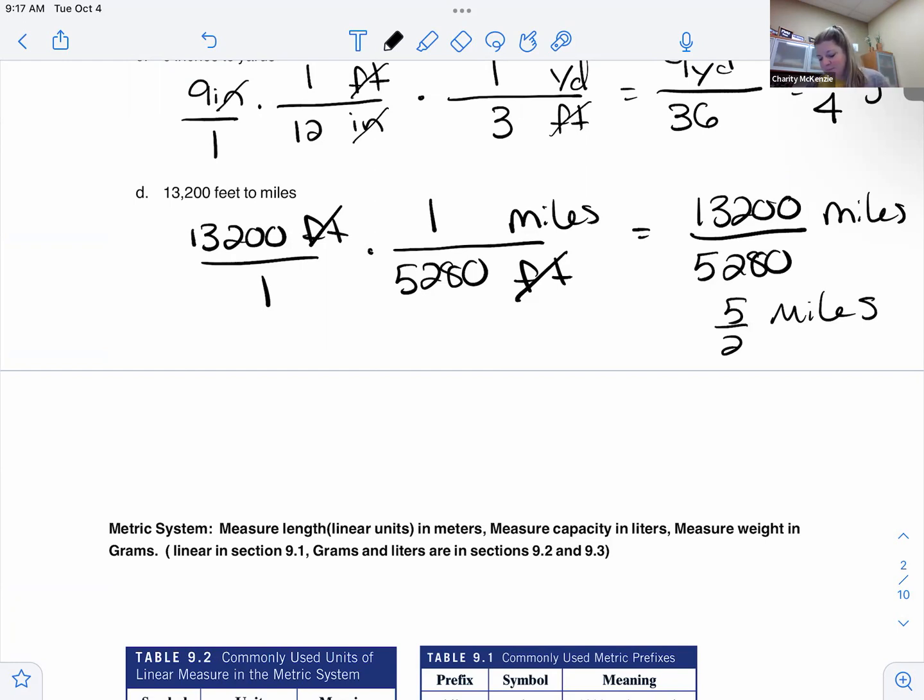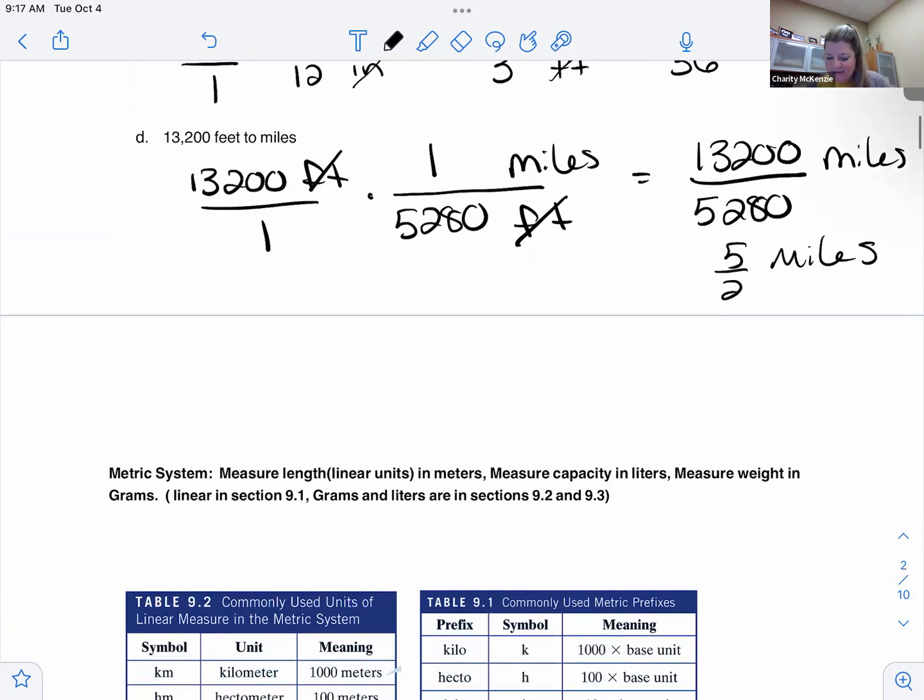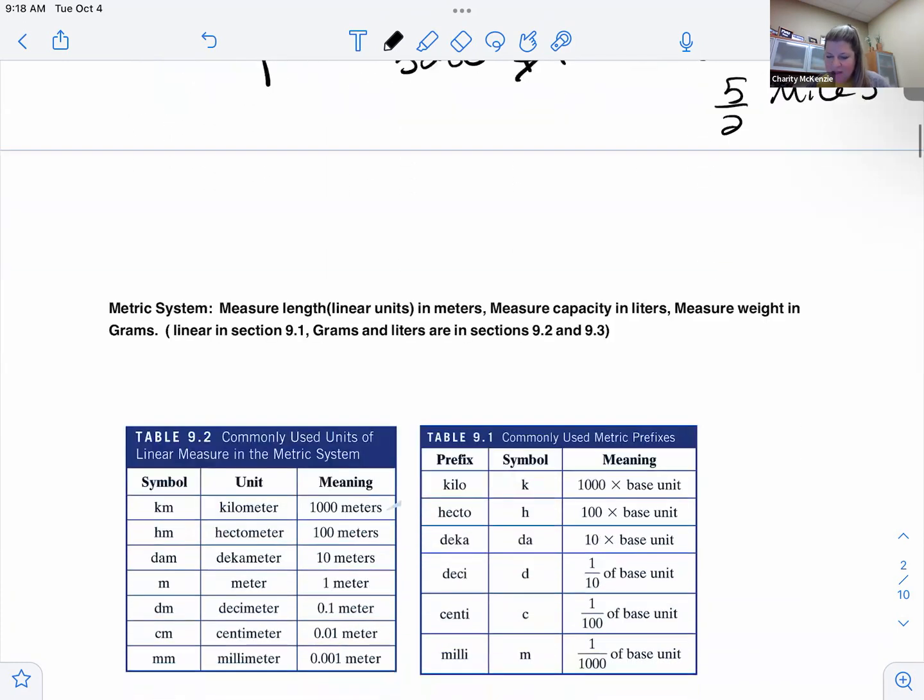Okay. All right. Those are basic conversions. So I should be able to give you a relationship between anything, and you can convert it using that method. So metric system.